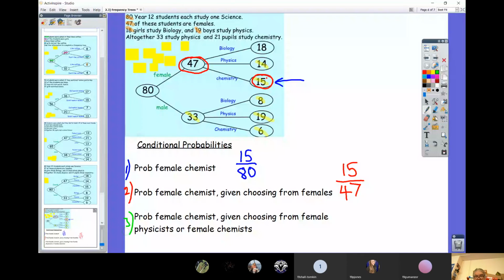So we're now choosing from the female physicists or the female chemists. So imagine you go and get all the female physicists or female chemists into a room, and then you go and choose a female chemist. What would be the probability that you pick from? So the probability of picking a female chemist if we choose from only the female physicists or the female chemists.